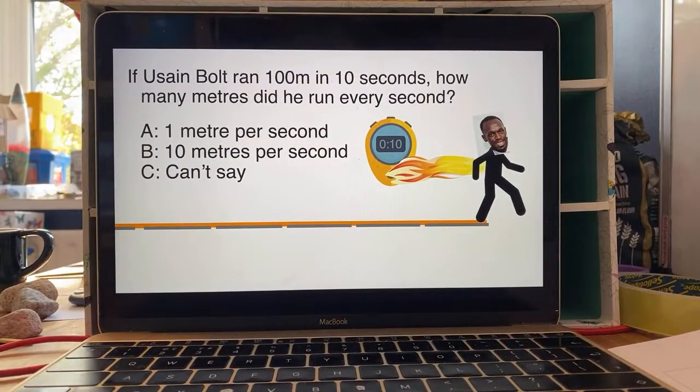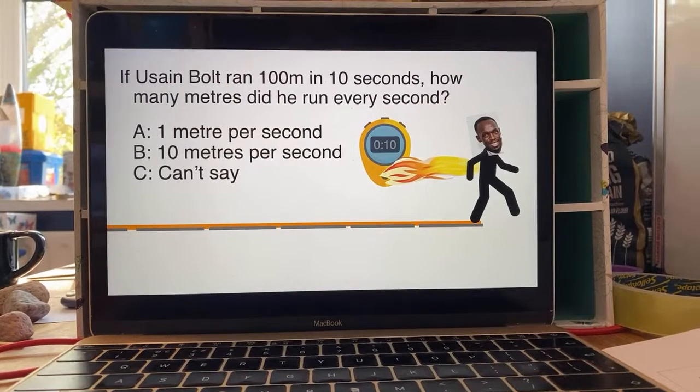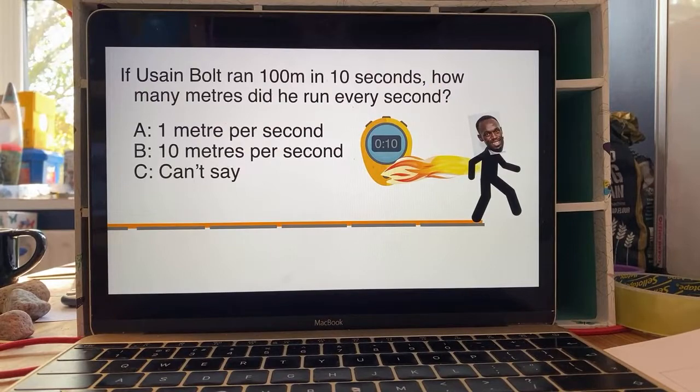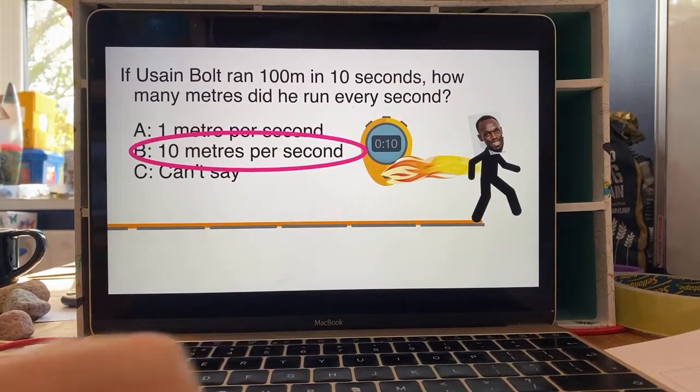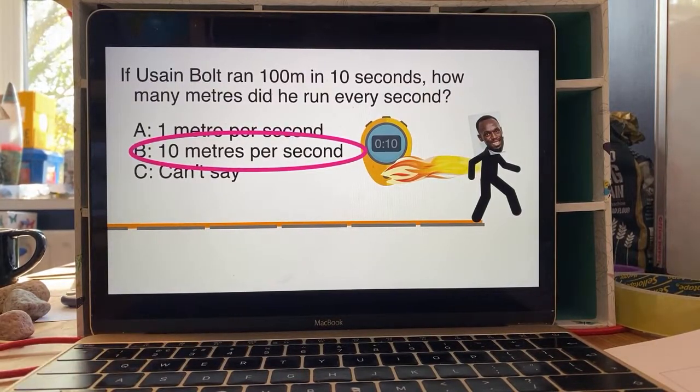So if Usain Bolt ran 100 metres in 10 seconds, because this is a distance time graph lesson, we need to talk a little bit about distance and time. And if you know distance and time, you can work out speed. How many metres did Usain Bolt run every second? Well, you might have said 10 metres per second. And if you did, you were kind of intuitively calculating his speed, which is great.